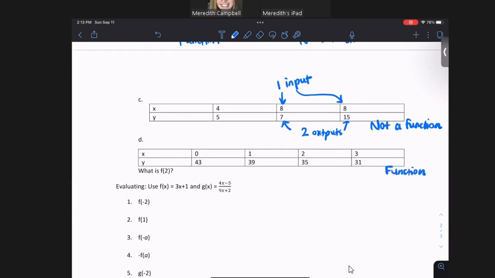And we can look in the table for the function value at 2. There it is. So the function f of 2 is 35. So that's what that stands for, f of 2 being 35. 2 is the input, and 35 is the output.